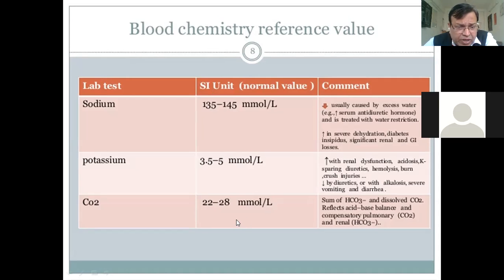This is the carbon dioxide level, which is 22 to 28 millimole per liter. It is available in the form of bicarbonate: carbon dioxide dissolved in water forms H plus ion and bicarbonate ion. It is disturbed by disturbance of the acid-base balance of the body. It is also maintained or regulated by pulmonary respiration and renal function.